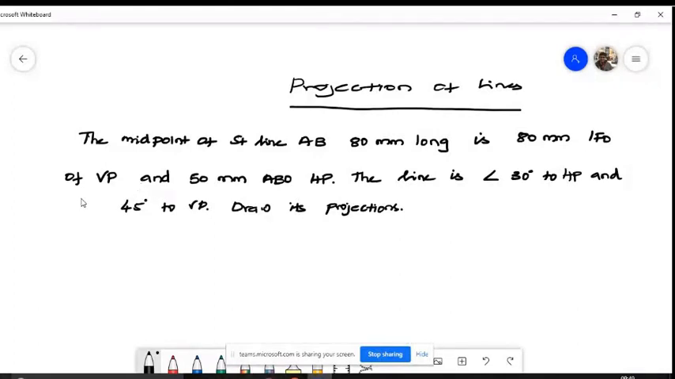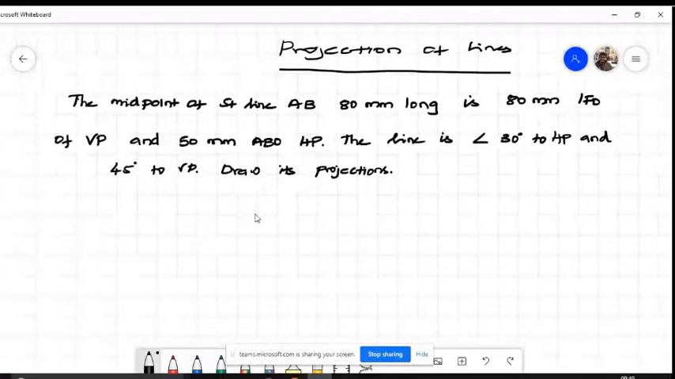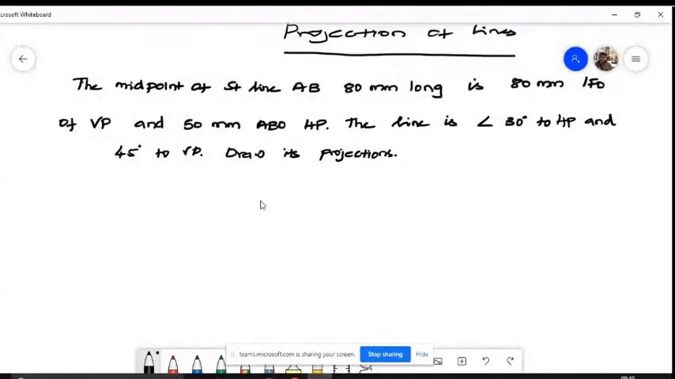So what is the difference between this problem and the problems which we have discussed in the previous classes? First, I will ask this question. Whether you will see the true length of the line either in the front view or top view? No, sir. The reason is the straight line is inclined to both the HP and VP. So it is inclined to both the planes. In both views, you will see the apparent length. Okay, so that's the first point. Then what else is the difference?